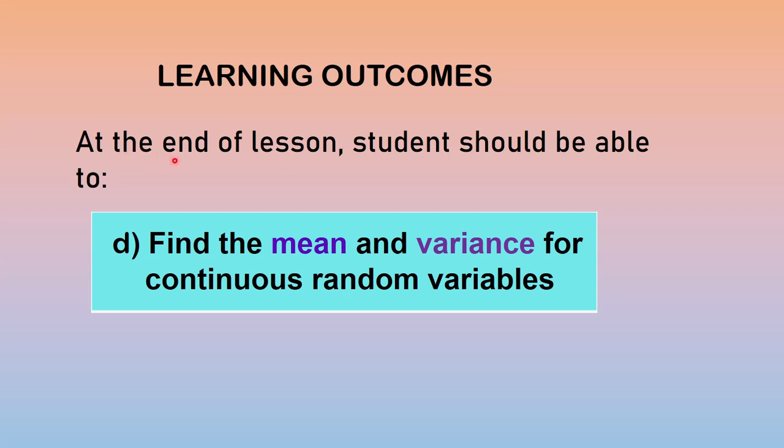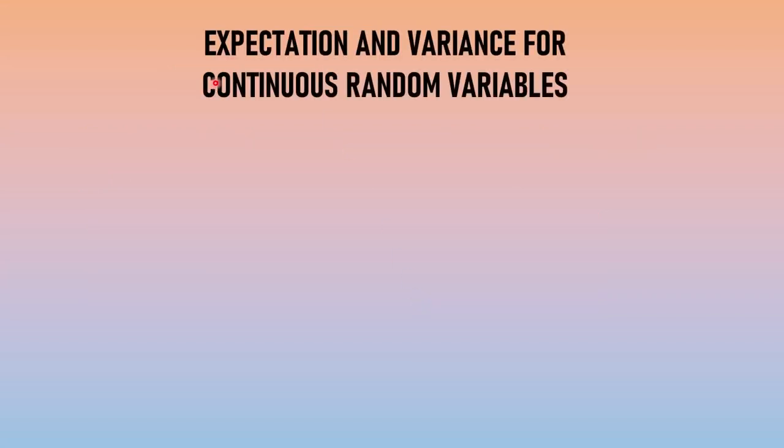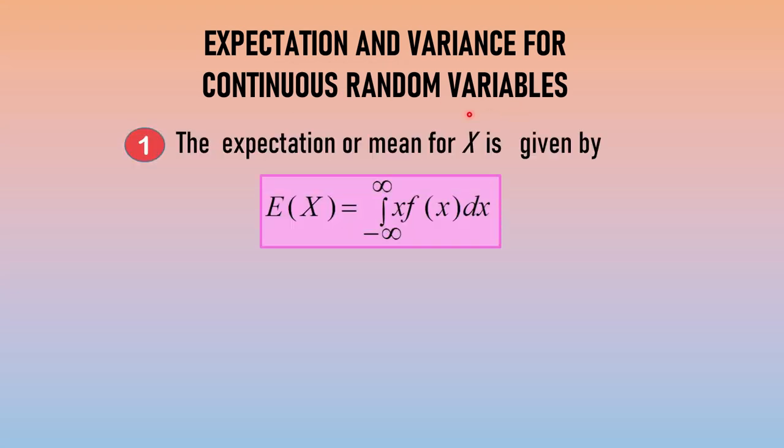At the end of the lessons, the student should be able to find the mean and variance for continuous random variables. So what are the expectation and variance for continuous random variables? Number one, the expectation or mean for X is given by the integral from negative infinity to infinity of x times f(x) dx.